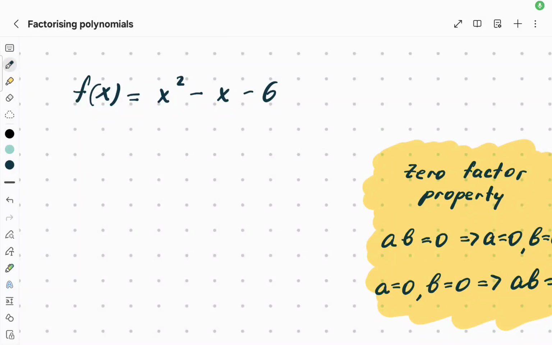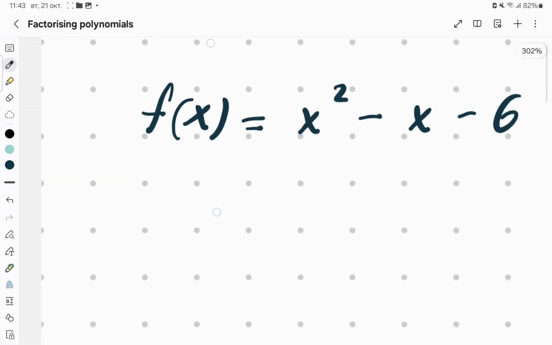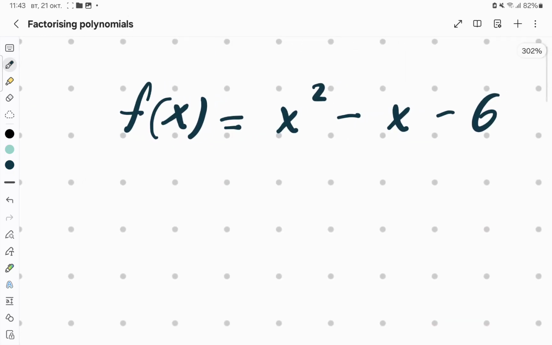In this lesson we're going to factorize polynomials, and we will see how polynomials can be factorized using the zero factor property. To start with, I'm going to first show the example of a quadratic function, because we know that the quadratic function is an example of polynomial functions. So first, let's factorize.